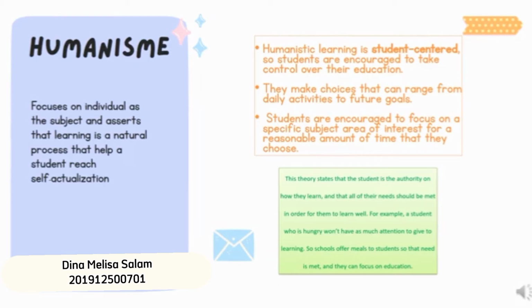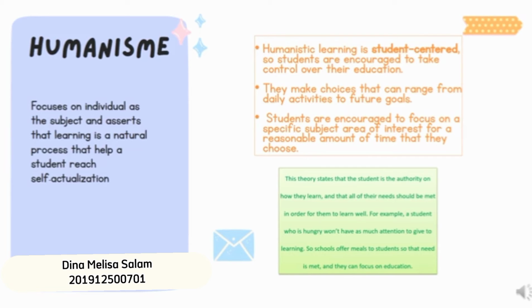Number 4 is humanism. Humanism focuses on the individual as the subject and asserts that learning is a natural process that helps a student reach self-actualization. So we can say humanistic learning is student-centered. Students are encouraged to take control over their education. They make choices that can range from daily activities to future goals.